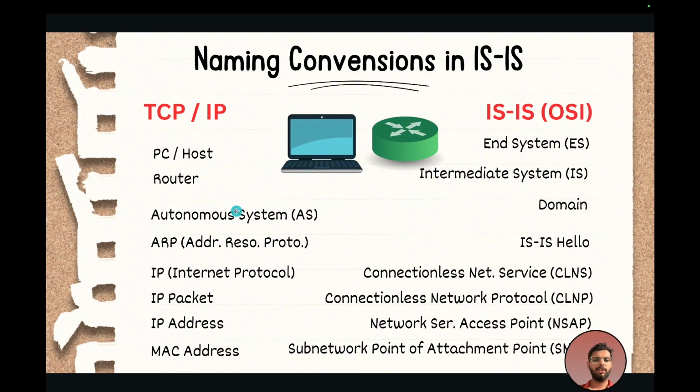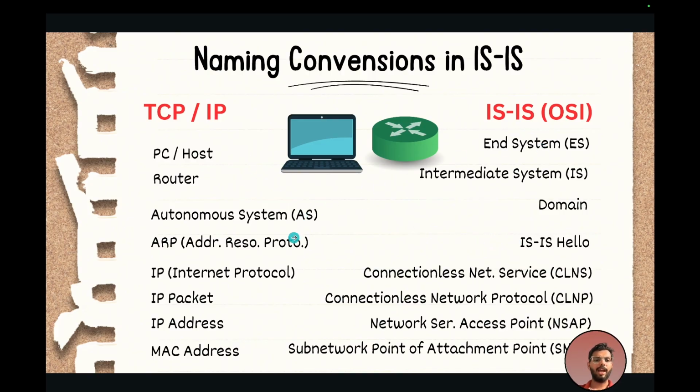Then we have autonomous system, AS, which is also referred to as domain in the OSI model. Then we have ARP, which is also known as hello in the OSI model. Both are not directly related, but the work of ARP is almost covered by hello. That's why we can say that they are equivalent in the TCP/IP and OSI naming conventions.